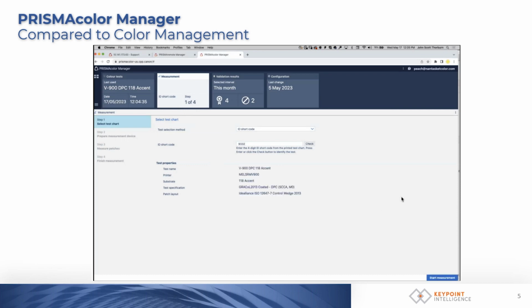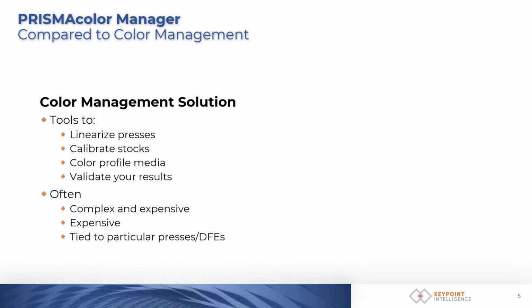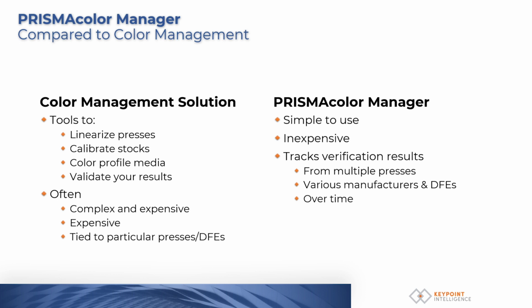So, what is a cloud-based color validation tool, and how is it different than a color management system? Well, color management systems typically provide tools to linearize your press, calibrate your stocks, color profile your media, and validate your results. These color management systems can be quite complex, expensive, and are often tied to particular presses and digital front ends.